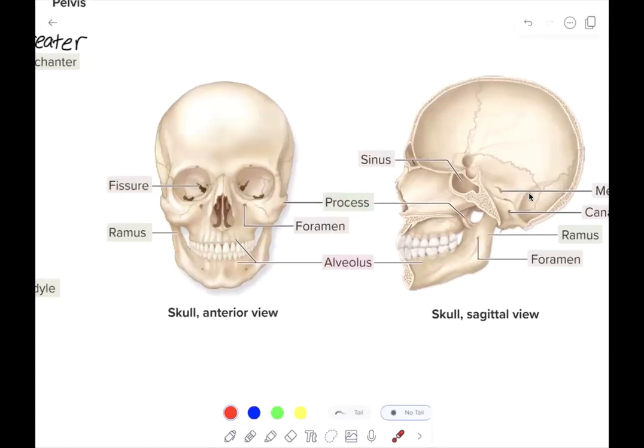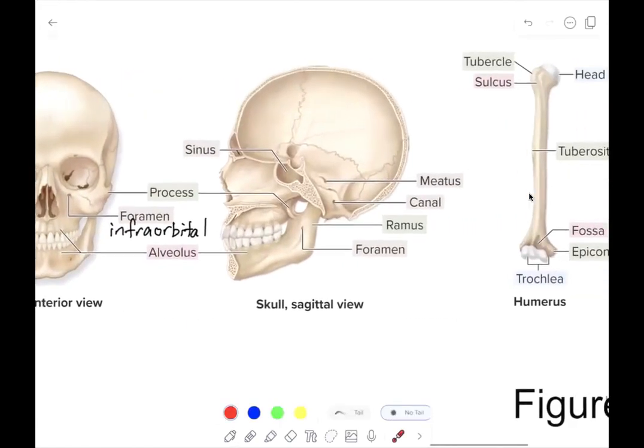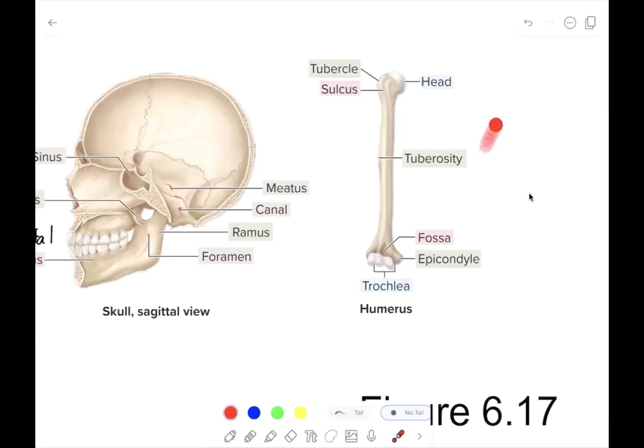This is what's called the infraorbital foramen, just because it is located inferior to the orbital socket. And there's some other examples shown on the humerus. For example, tubercles. This example of the tubercle would be called the greater tubercle.